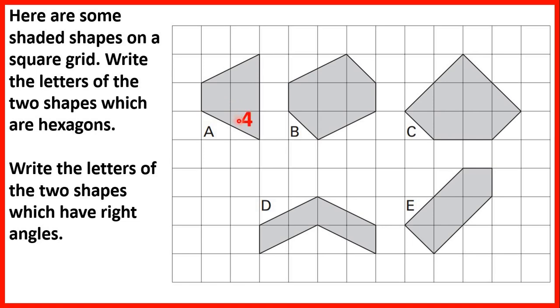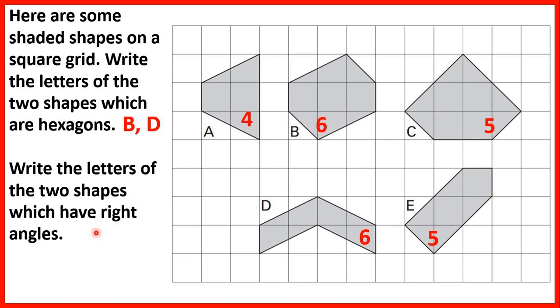So A has 4 sides, B has 6, so that's one of our hexagons, C has 5, so that's a pentagon, D has 6 sides altogether, so that's our other hexagon, and then E has 5 sides, so that's a pentagon. Now write the letters of the two shapes which have right angles.